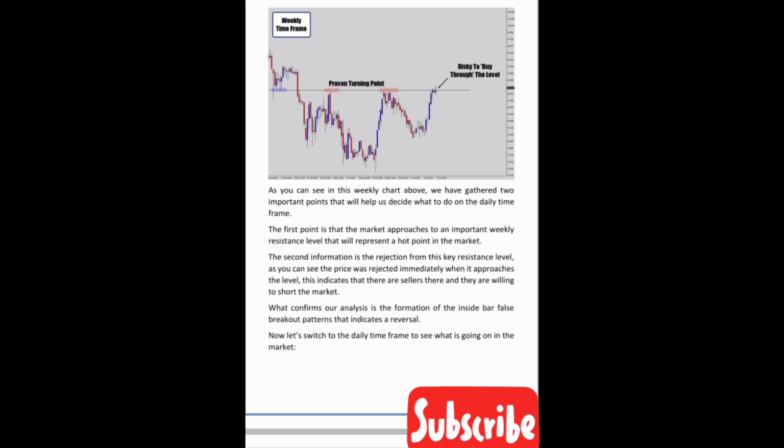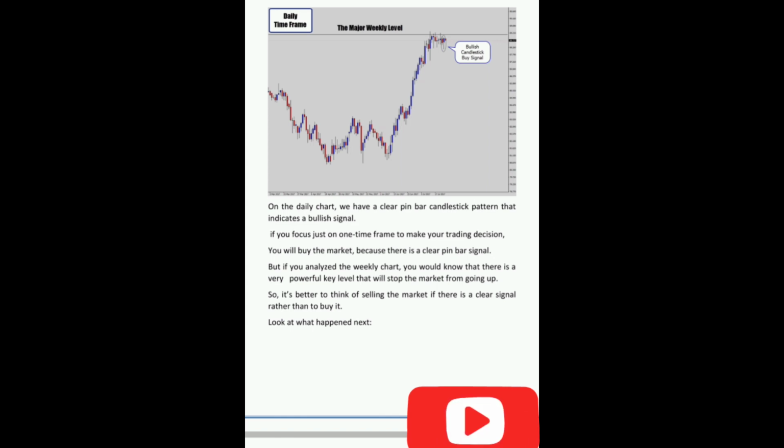Now let's switch to the daily time frame to see what is going on in the market. On the daily chart, we have a clear pin bar candlestick pattern that indicates a bullish signal. If you focus on just one time frame to make your trading decision, you will buy the market because there is a clear pin bar signal. But if you analyze the weekly chart, you would know that there is a very powerful key level that will stop the market from going up. So, it's better to think of selling the market if there is a clear signal rather than to buy it.